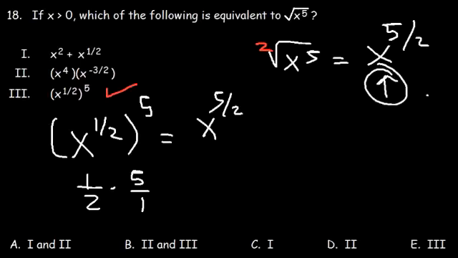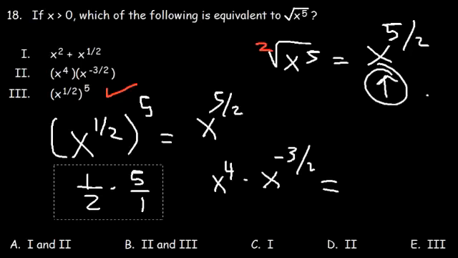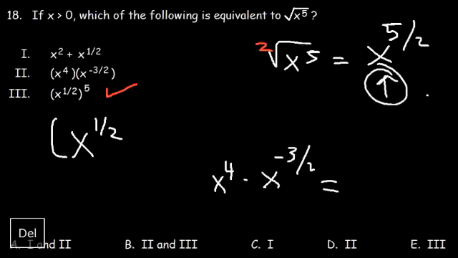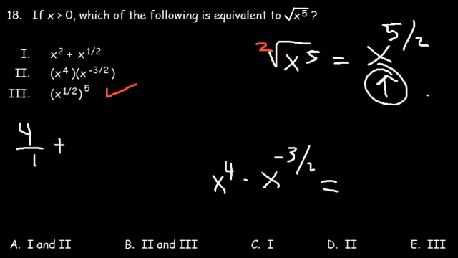Now let's look at number 2. X to the 4th power times x to the negative 3 over 2. When we multiply common bases, we need to add the exponents. So therefore, we need to add 4 and negative 3 over 2.